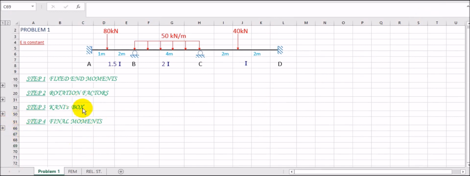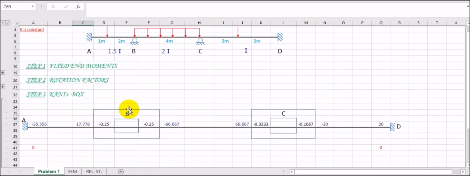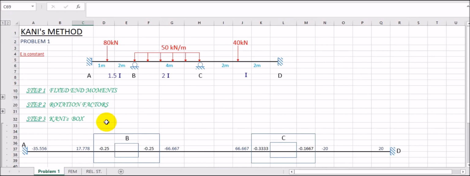Now I'll move on to our main step, that is drawing the Kani's box. This is the most important step in Kani's method. I've just drawn my beam here, this straight continuous beam with joints A, B, C and D. Now what I have to focus on is my intermediate joints, which are B and C. I've drawn these two small boxes around my intermediate supports.